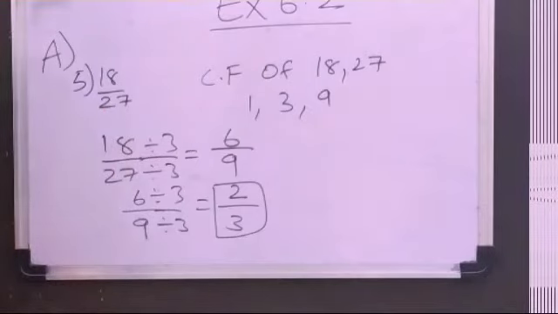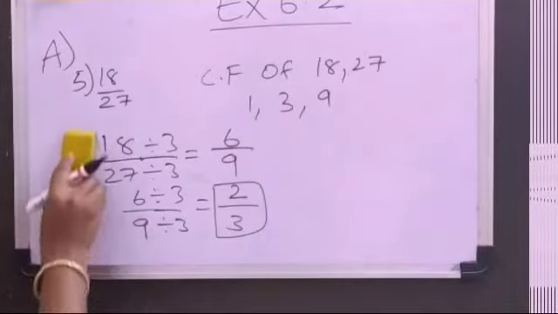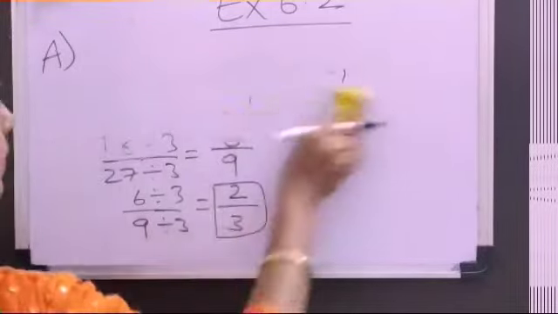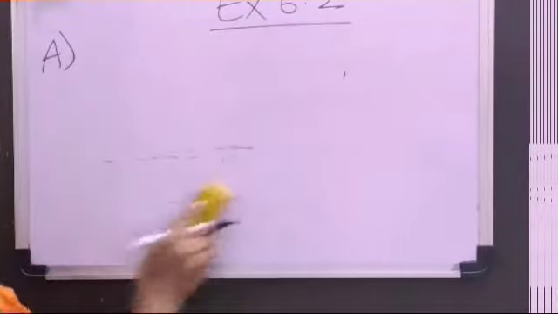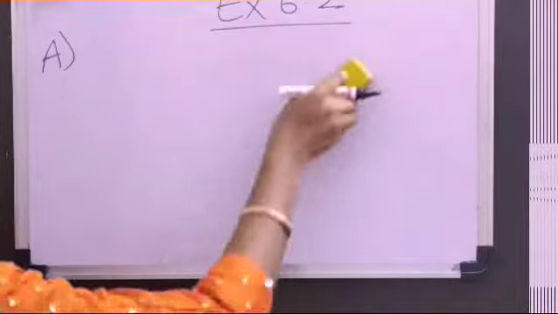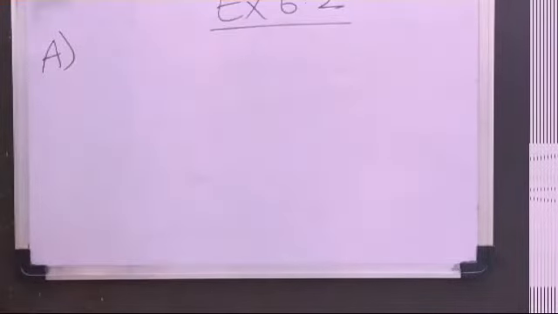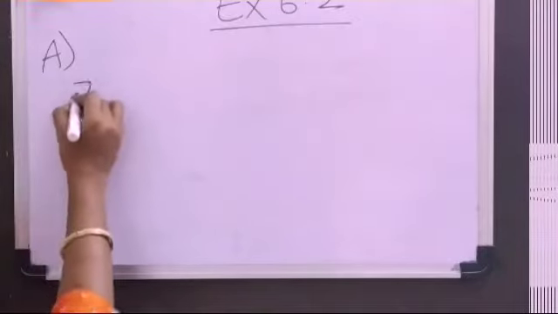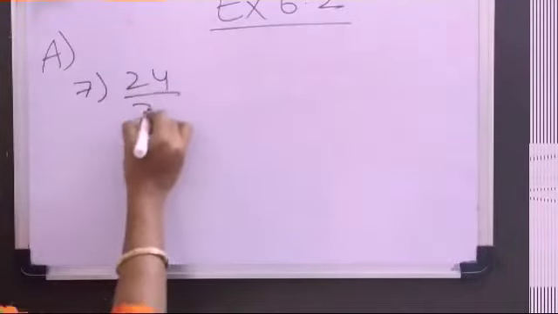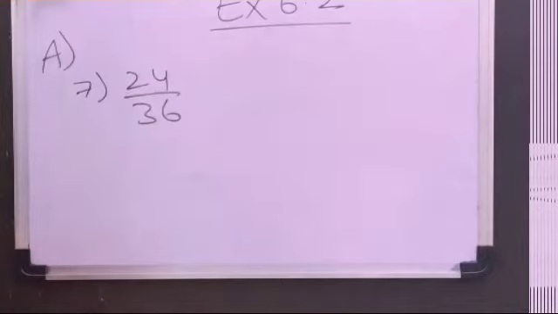Now we'll do the next sum. That I'll do is the 7th one. Whenever they give the question, first read the question carefully, try to think and then start doing the sum. The 7th one is 24 by 36.